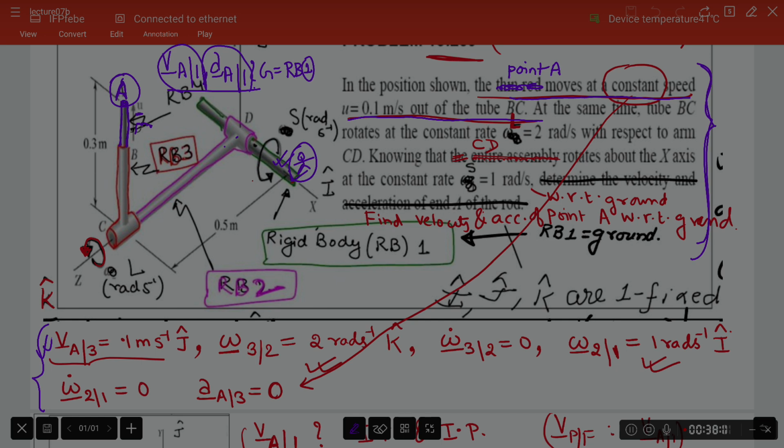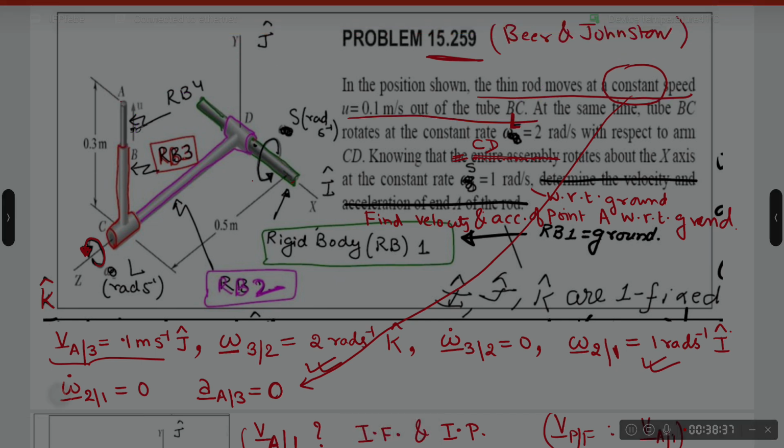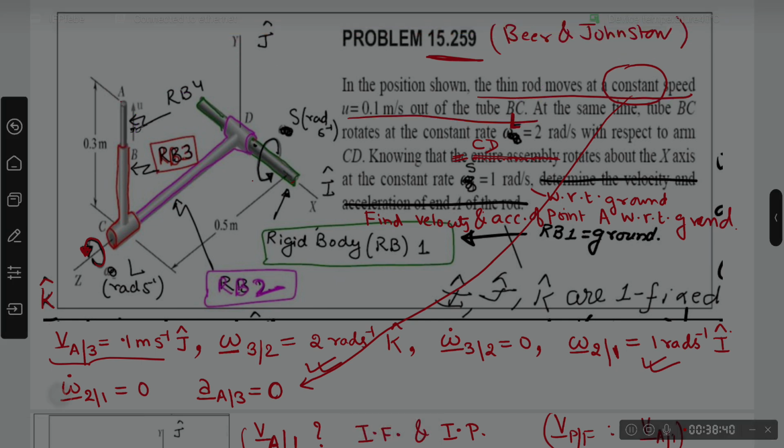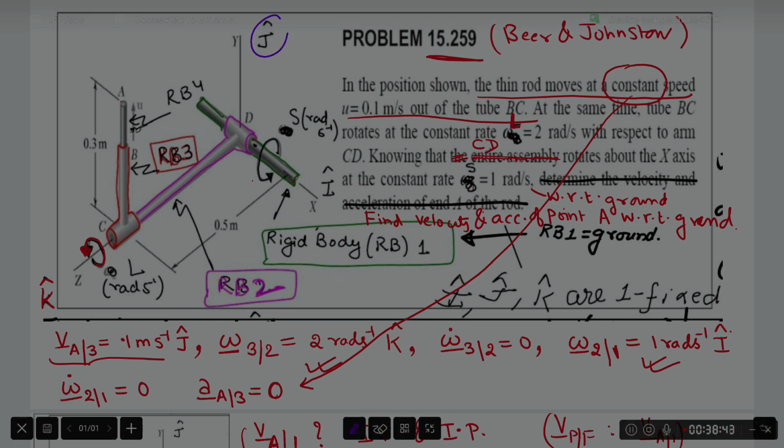Let's reread the statement. In the position shown, the point A moves at a constant speed out of the tube BC. Now this statement effectively means that VA3, look at the diagram here, A is the point of interest, 3 is this body, the tube, VA3 is 0.1 meter per second in the J direction. So this is the J direction. That's what I have written. VA3 is 0.1 meters per second along the J direction.